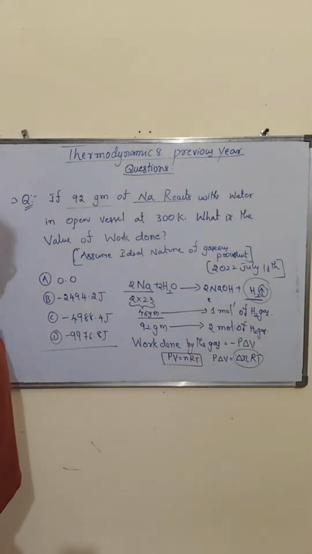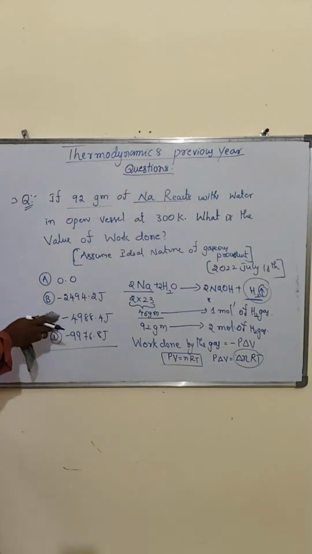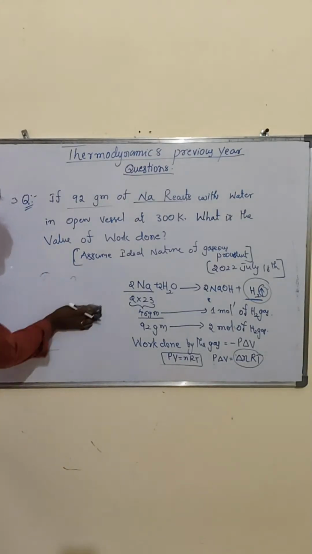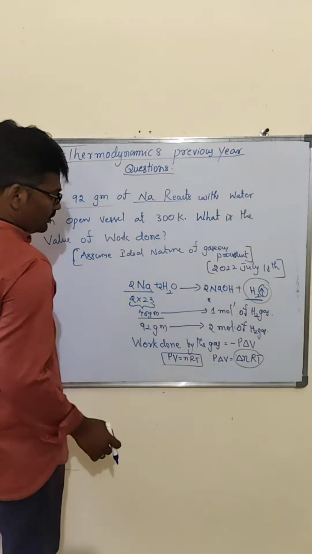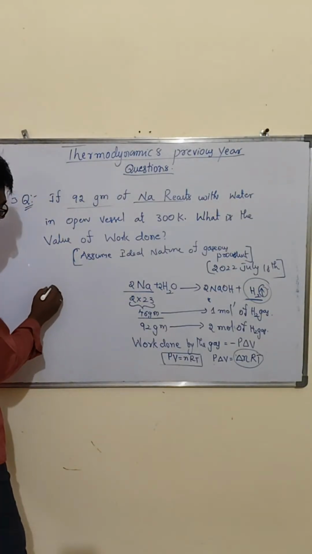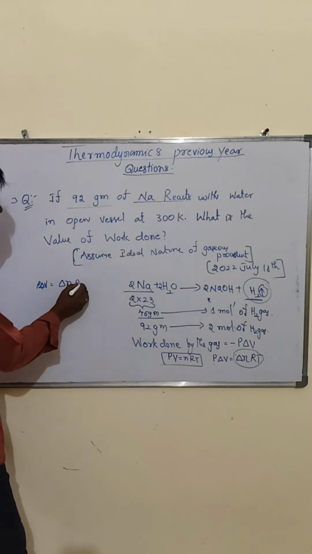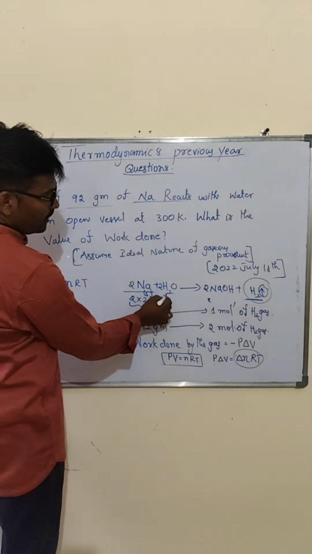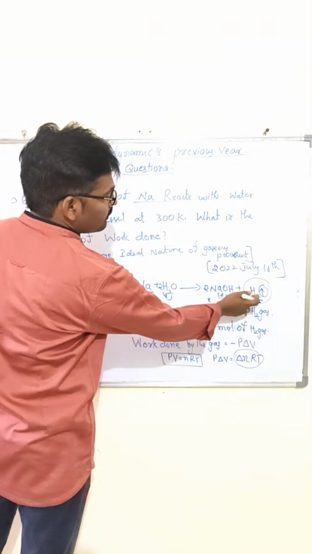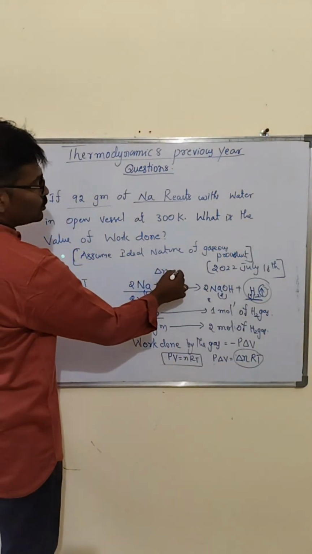So in case you take the delta n value, from this delta n value, P delta V equals delta n RT. What is the delta n value in this reaction? It is solid, then liquid, then this is also liquid, and this is the only gas. Delta n equals 2 moles.